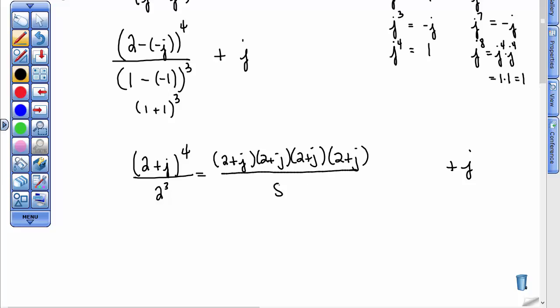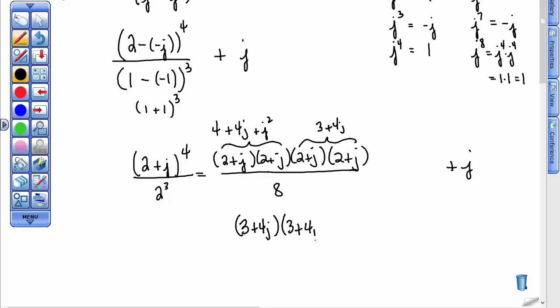Again, all over 8. I'm going to have you recognize that when I FOIL that, whatever that answer is will be the same as this. So 2 times 2 is 4, and then I'll get a 2j and a 2j in the middle, which is a total of 4j, and j times j is j squared. j squared is a negative 1, so 4 minus 1 is 3 plus 4j, and that's what this would be as well. So now I'm going to FOIL that, and then put it over top of the 8.